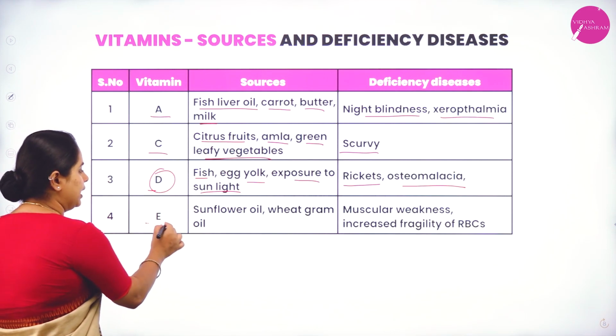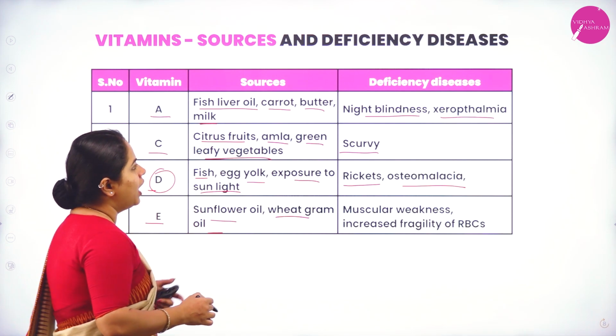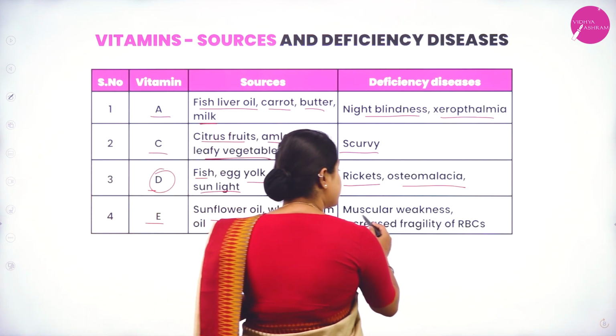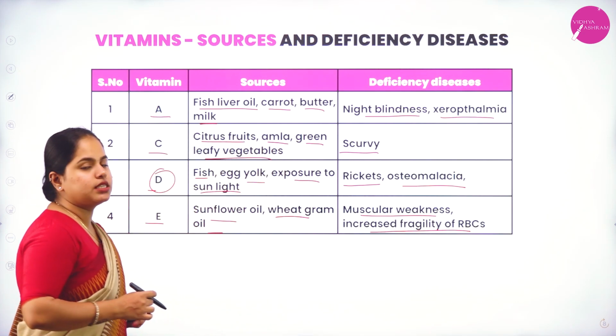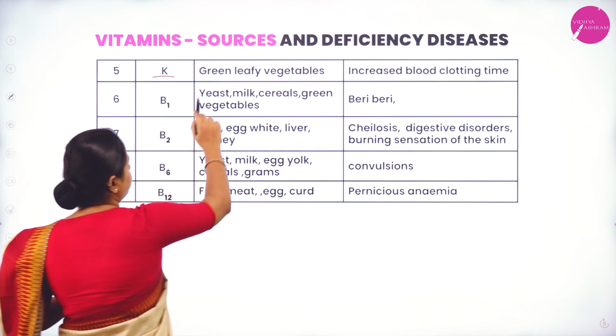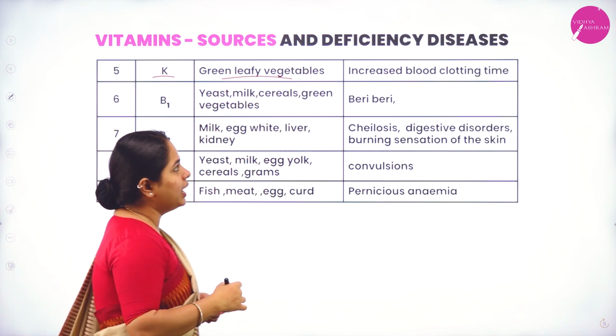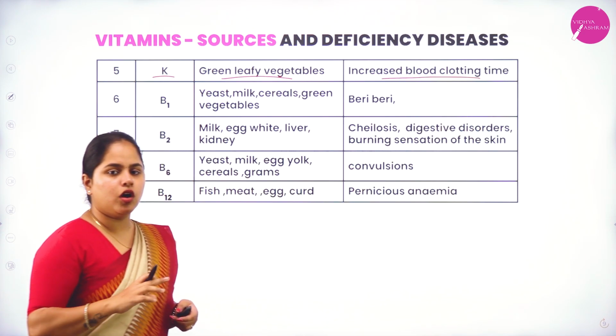Now you have vitamin E, which is obtained from sunflower oil, wheat germ oil, etc. And the deficiency diseases are muscular weakness and increased fragility of RBCs. RBCs is red blood cells. Now moving on to vitamin K, which is obtained from green leafy vegetables, and the deficiency causes increased blood clotting time. Blood clotting means what?